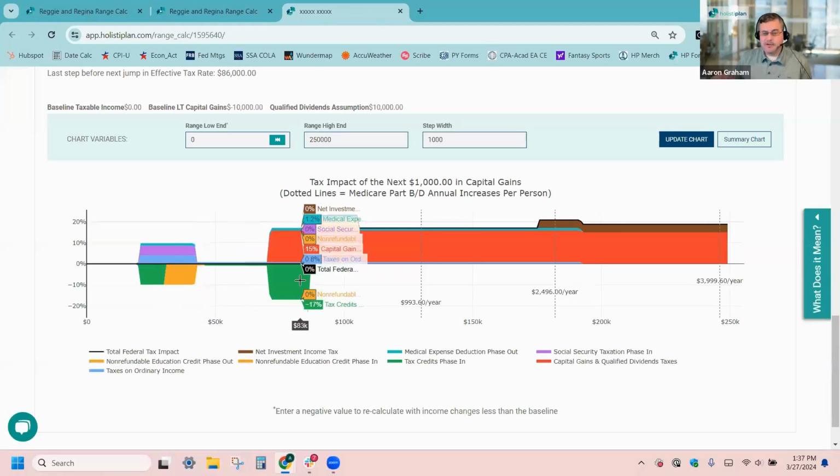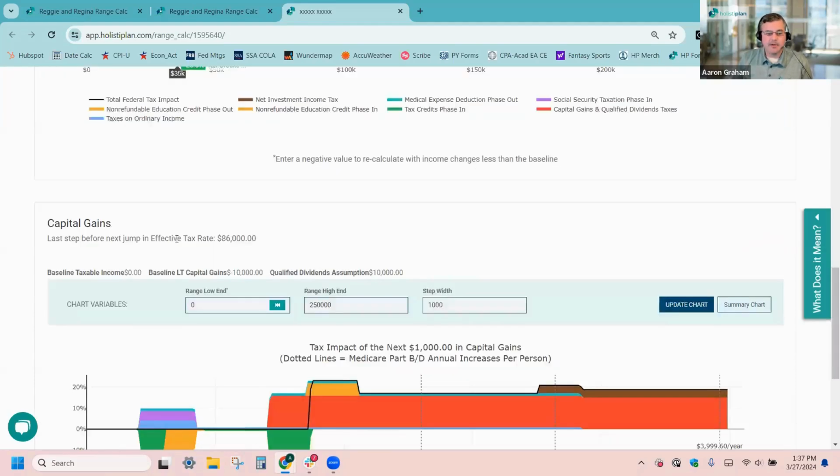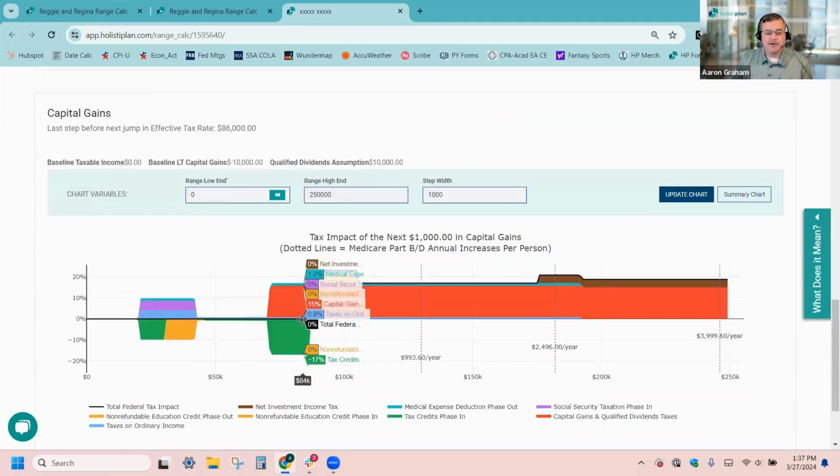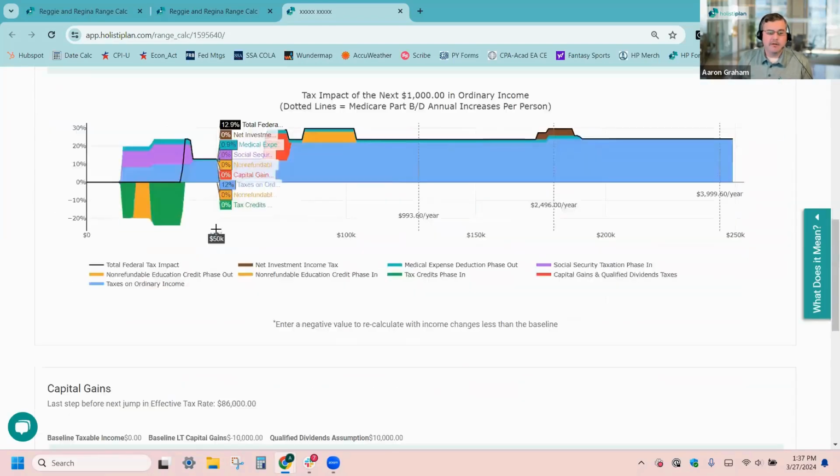Again, ordinary income and capital gains could look similar, or they could be like this, where they split out, where one starts at a lower dollar of additional income versus a very much higher amount of additional income, based on the nature of income, whether it's capital gains or ordinary income.